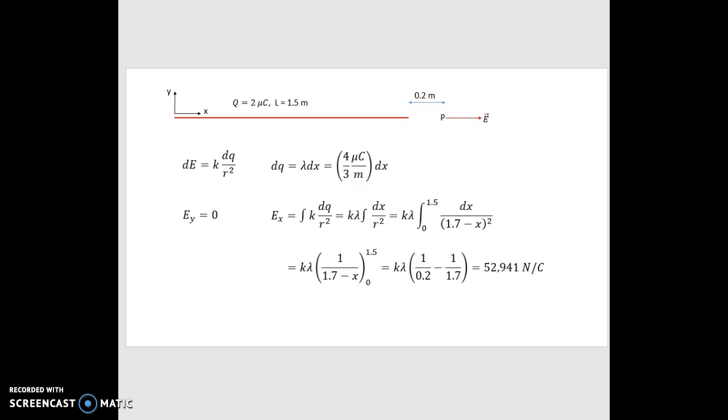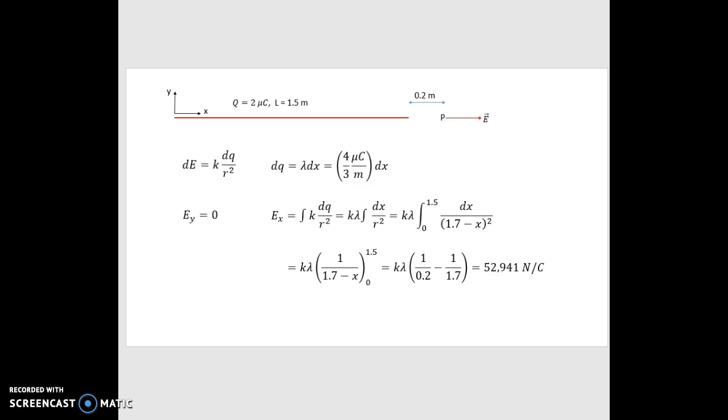That's a pretty simple integral to do. I just get 1 over 1.7 minus x. I need to evaluate that at my integral limits, where I plug in my known value for Coulomb's constant k and our linear charge density lambda, and I come up with 52,941 newtons per coulomb. So that's how we do this problem as a regular pencil and paper integral.